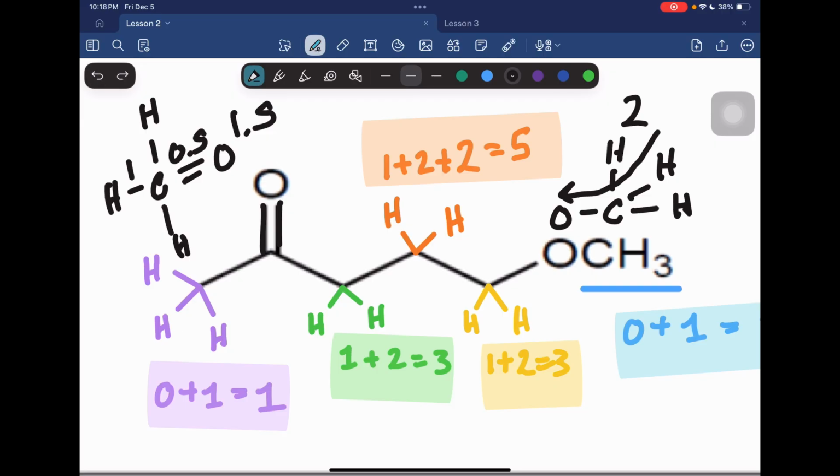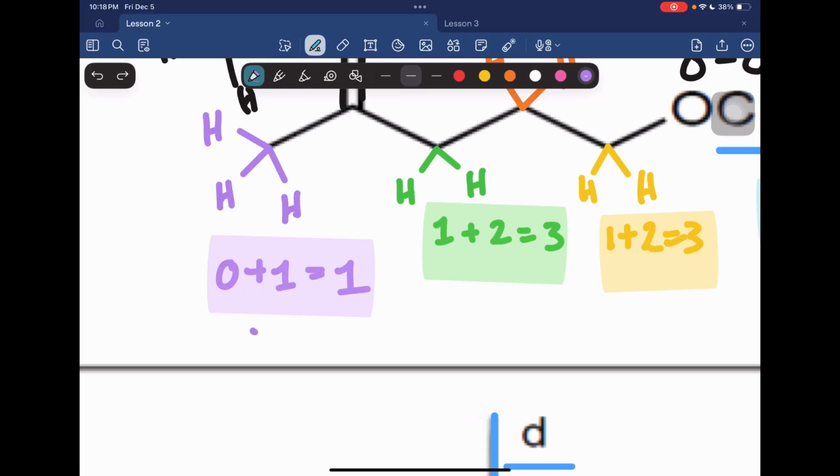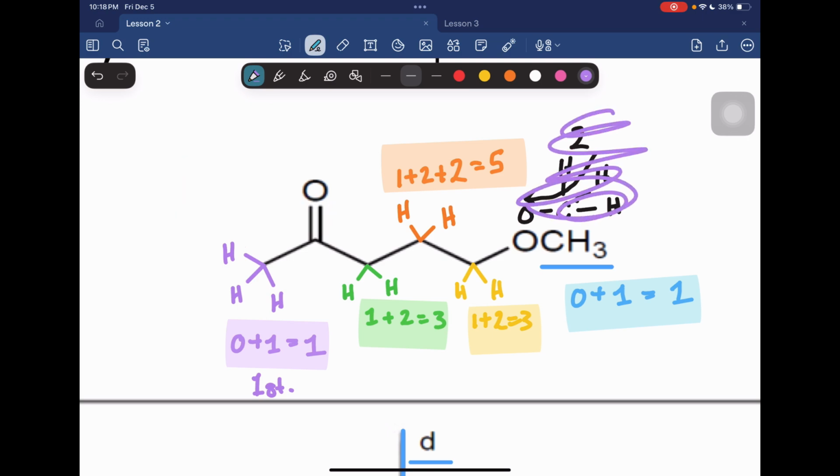So this is going to end up being the most de-shielded. So this is first. So highest frequency, right? So now I'm going to erase these, and we're going to move on.